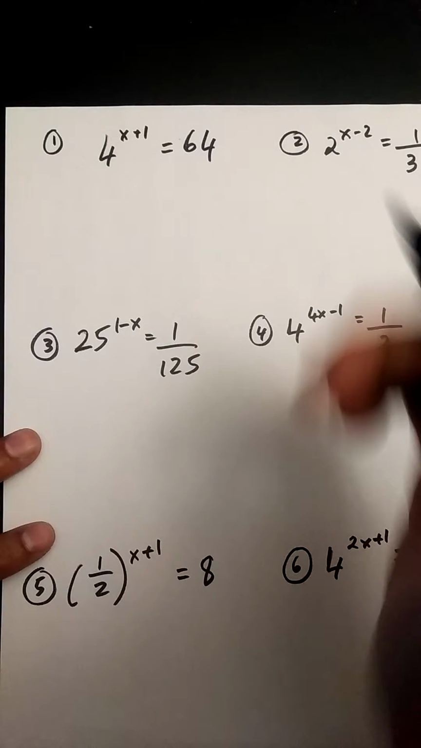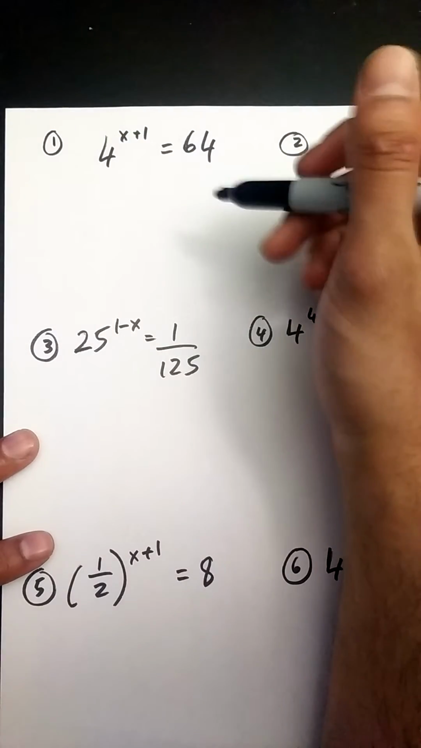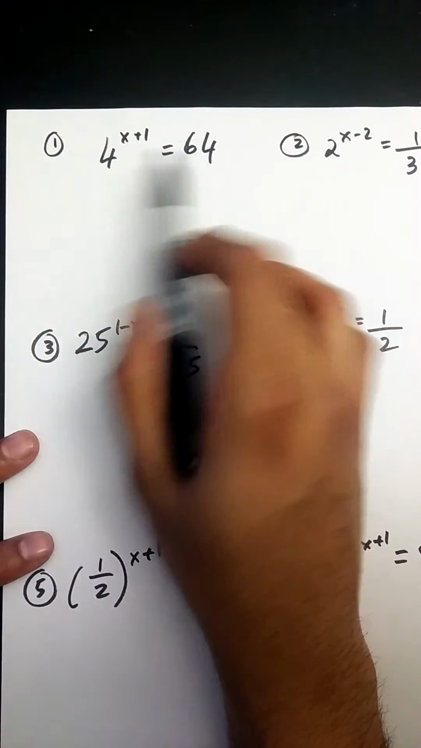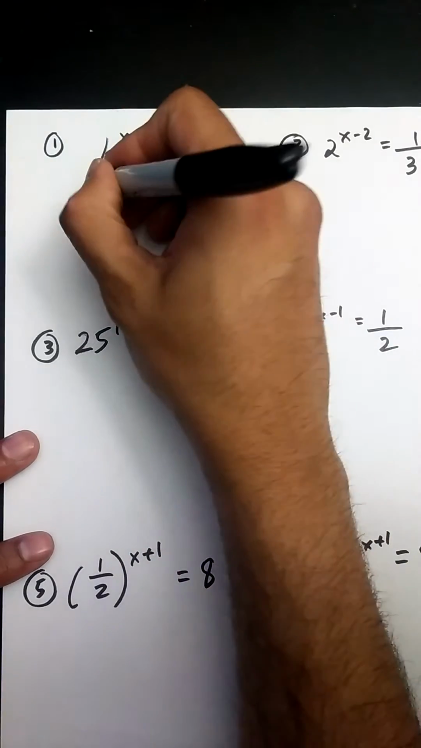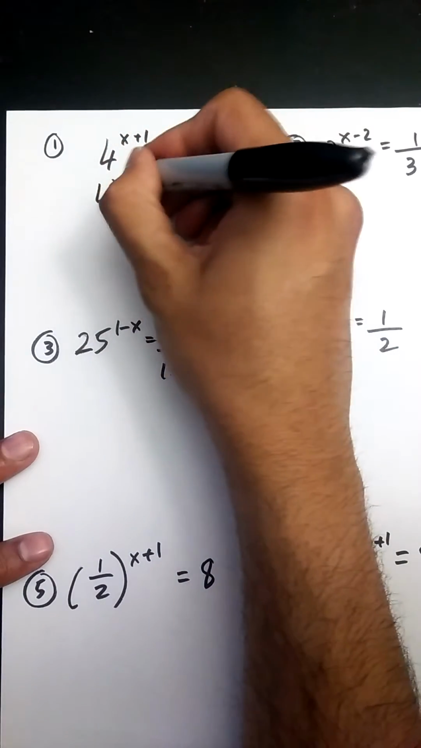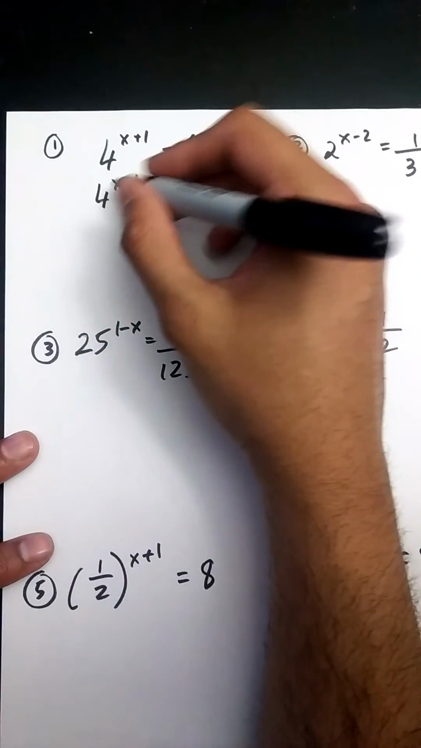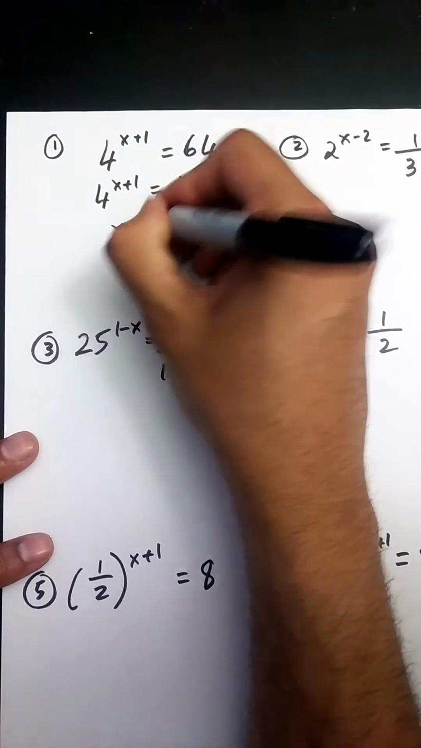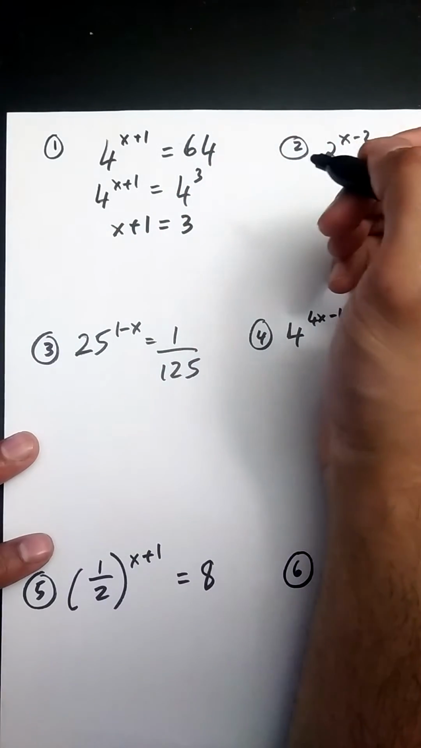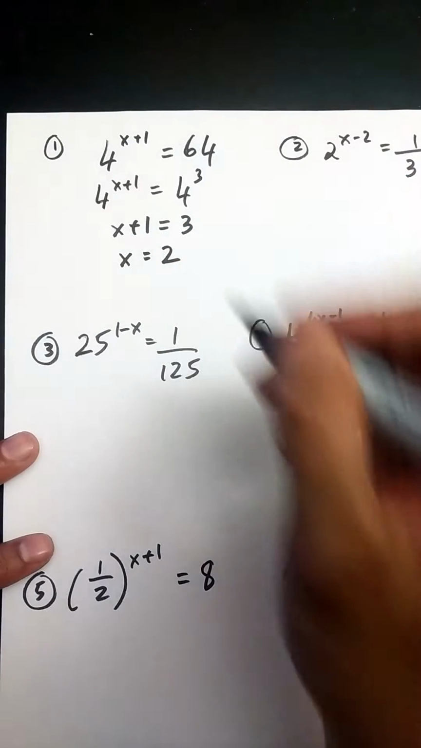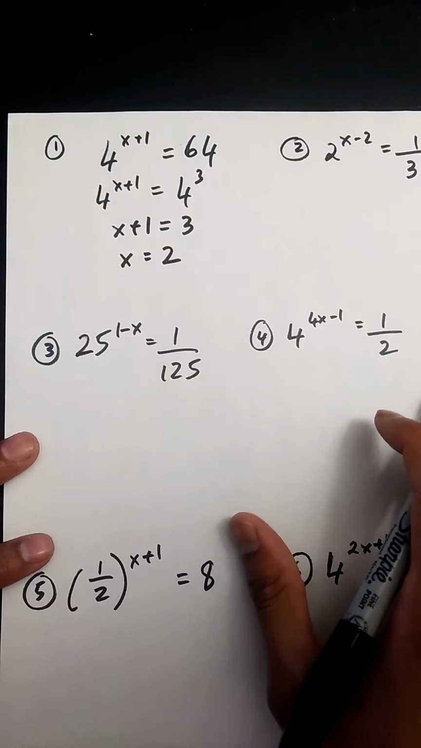Alright, so these questions are pretty similar to the last ones, except now we're going to add on some more steps. In this first question, my common base is 4, so I have 4 to the power of x plus 1 equals 4 cubed. Then the bases are the same, so I can make the exponents equal. So now I have x plus 1 equals 3. I'm going to subtract the 1 on the other side, so x will equal 2.